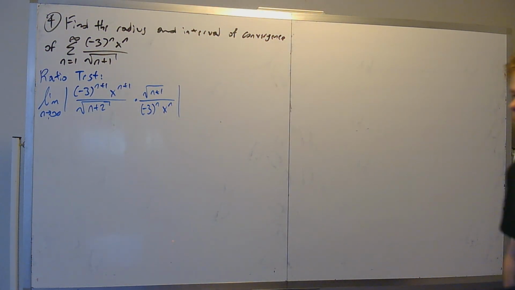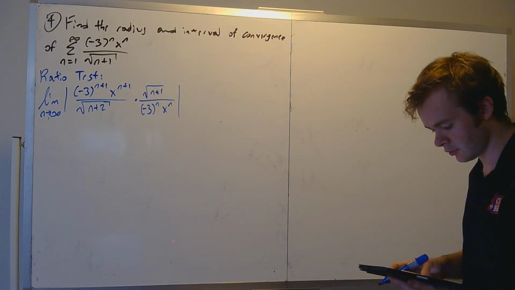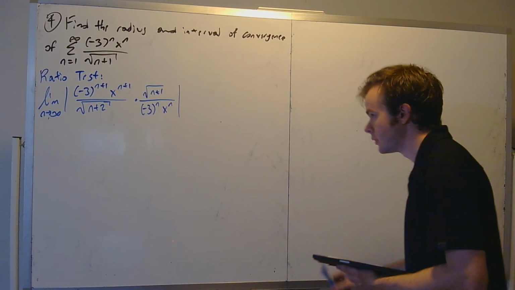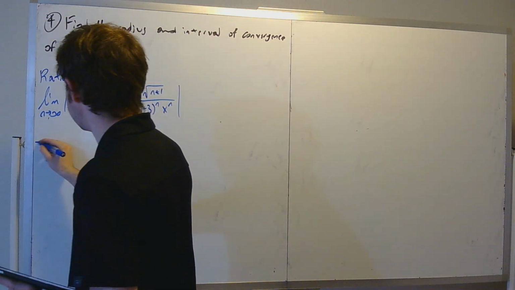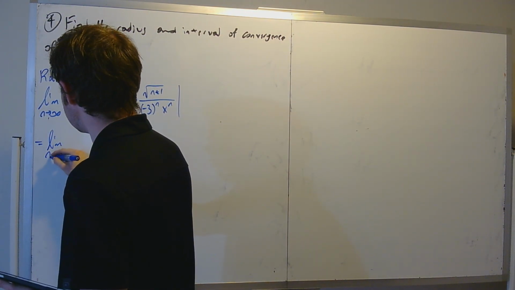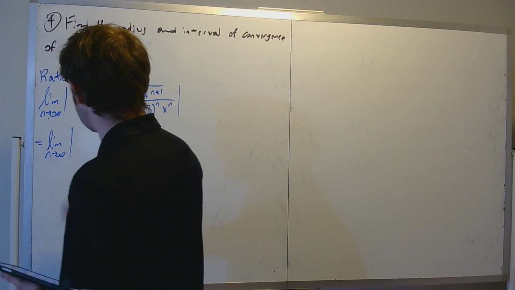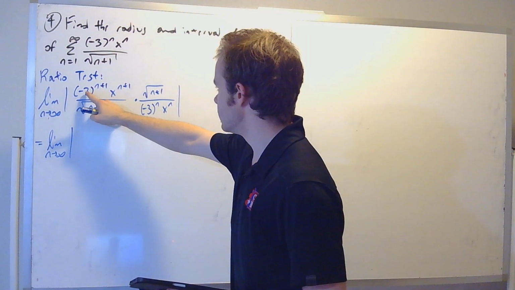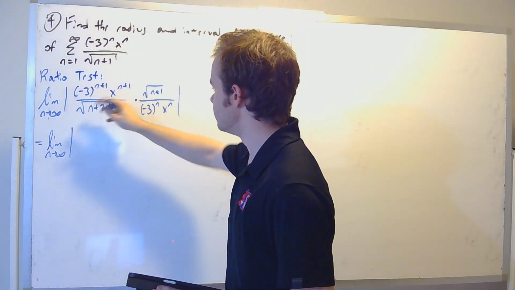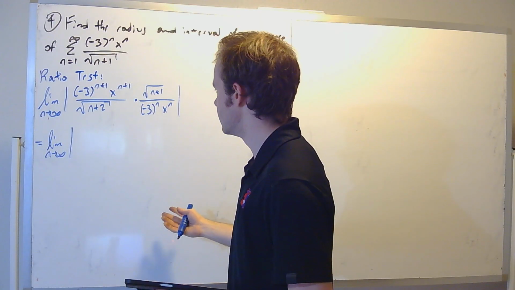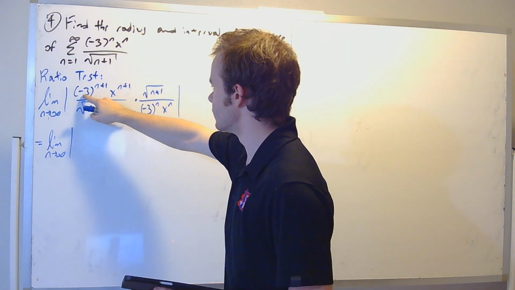Okay. So now we can certainly cancel a few things. But first, let's rearrange things. So I'll rewrite this as the limit as n goes to infinity of the absolute value of, let's compute, what's the word? Collect, that's the word I was looking for.